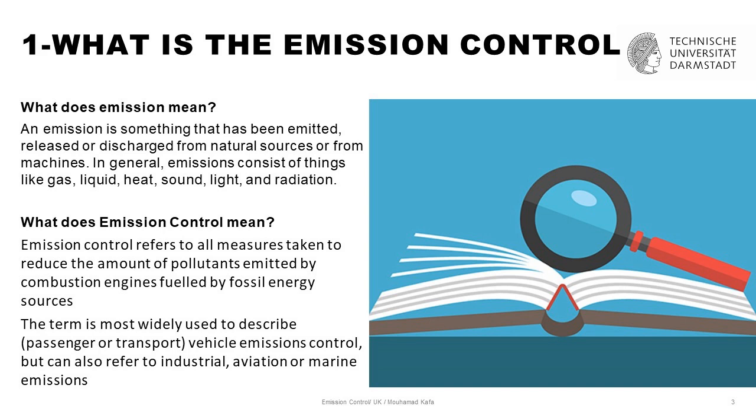What does emission control mean? Emission control refers to all measures taken to reduce the amount of pollutants emitted by combustion engines fueled by fossil energy sources. The term is most widely used to describe passengers or transport vehicle emission control, but can also refer to industrial, aviation, or marine emissions.